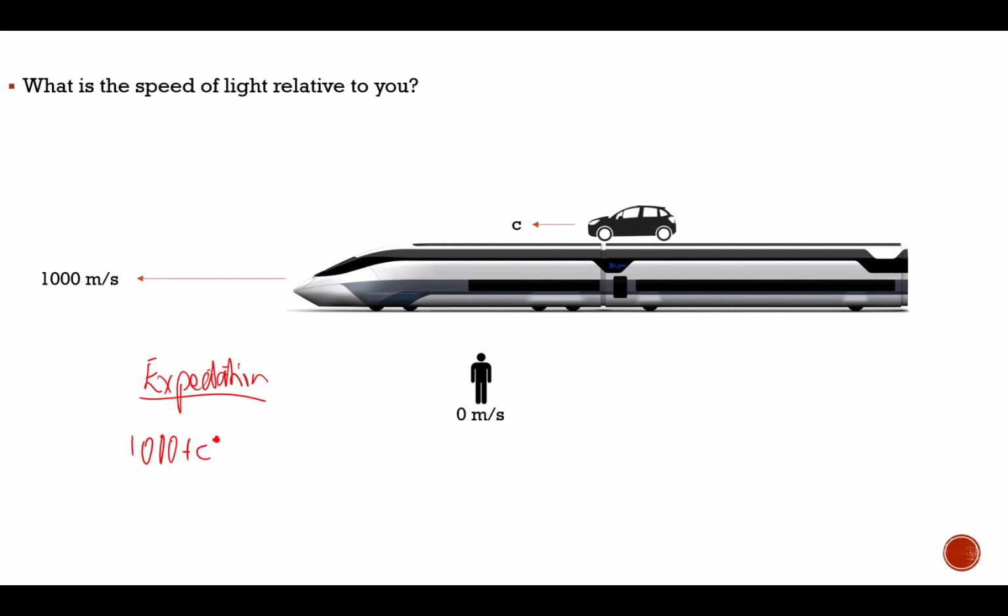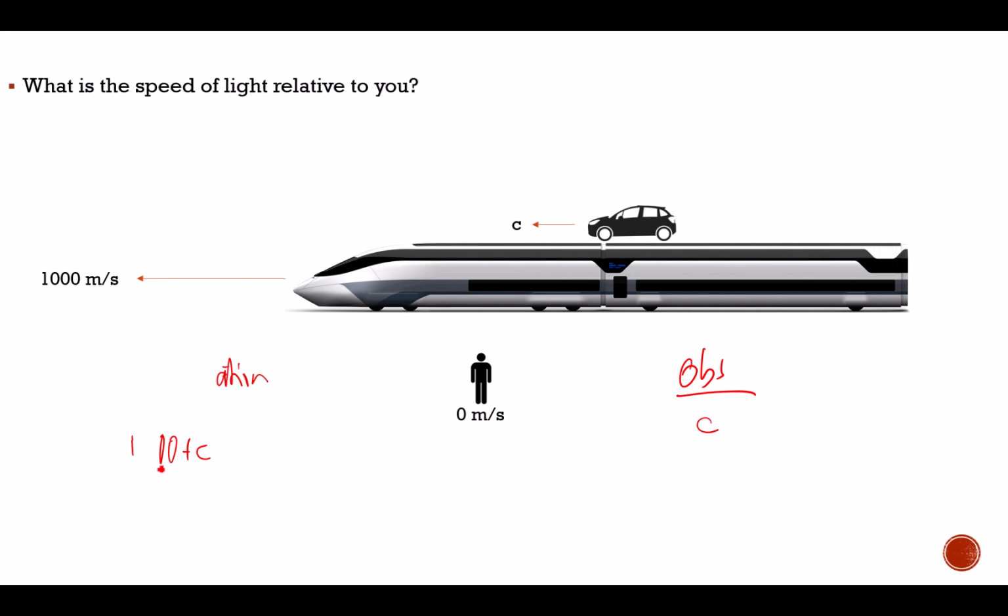So we expect that the velocity of light for us, standing there still watching this unfold, is going to be 1,000 plus the original speed of light. What actually happens is that the speed of light is a whopping c. There's no addition whatsoever. So even if the train is moving the whole system to the left at an extra 1,000 meters per second, the speed of light that we see is just c.